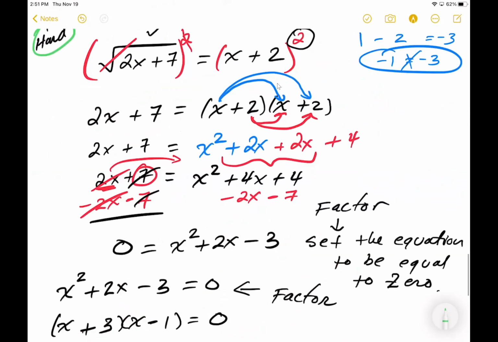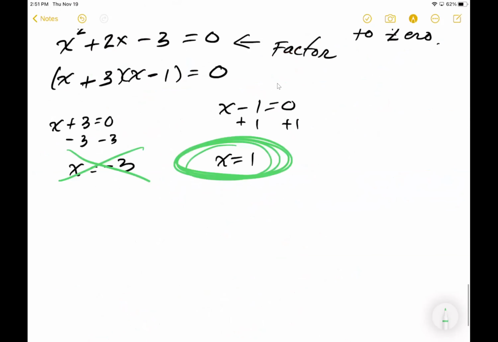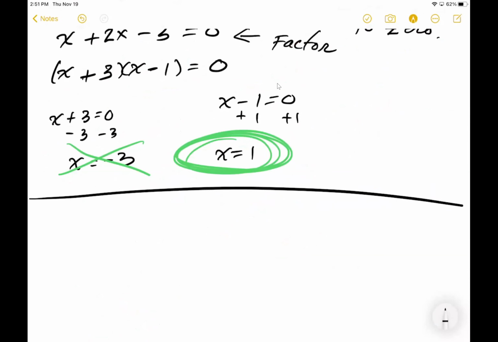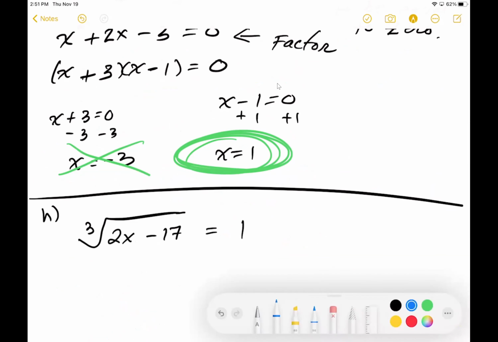Now, let's take a look at the next number. I want to point out that this item is actually easier. It's easier than it looks. Even though you say, wait a minute, how can it be easier when it's a cube root? When it's a cube root, how can it be easier?